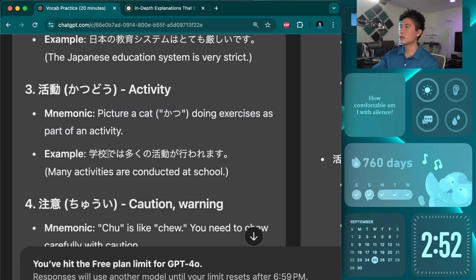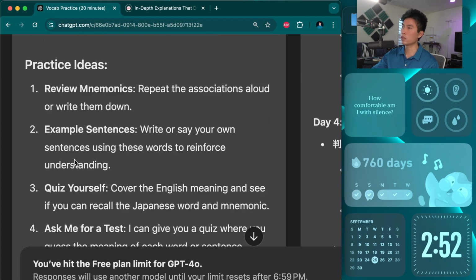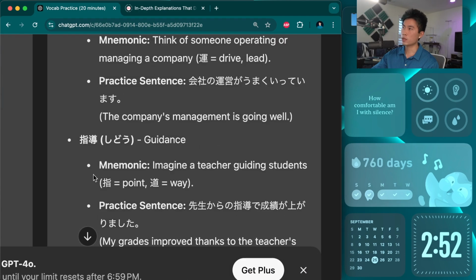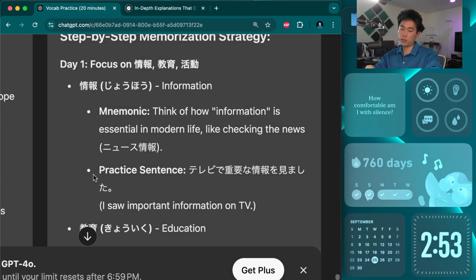学校では多くの活動 This is 活動が I don't know 言われます. I can't read this sentence fully. I need to, what is 言われます? Oh my gosh, it gave me a whole lot more than the top 3. Anyways, let's see. I need to pay more attention to this thing. Think of how information is essential in modern life, blah, blah, blah.